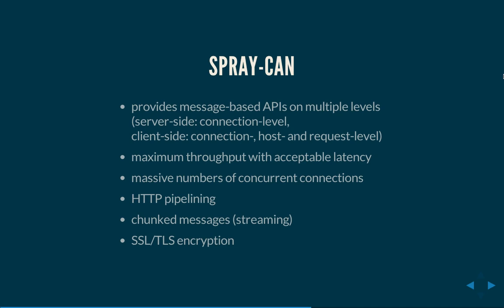It implements everything, as I said before, that needs to be implemented at that layer, like HTTP pipelining on the request, on the client or on the server side. It's fully supported. It supports chunked messages, sometimes also called streaming, which is this HTTP 1.1 feature that didn't exist in 1.0. SSL and TLS encryption if you want it.